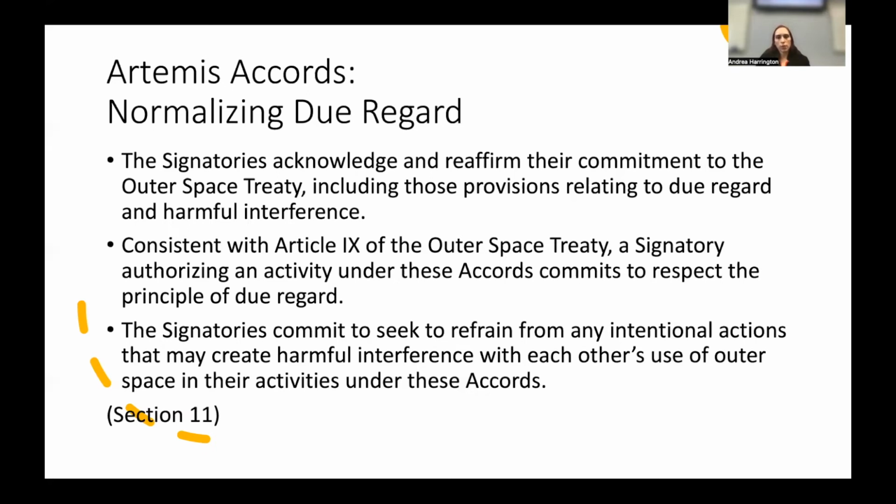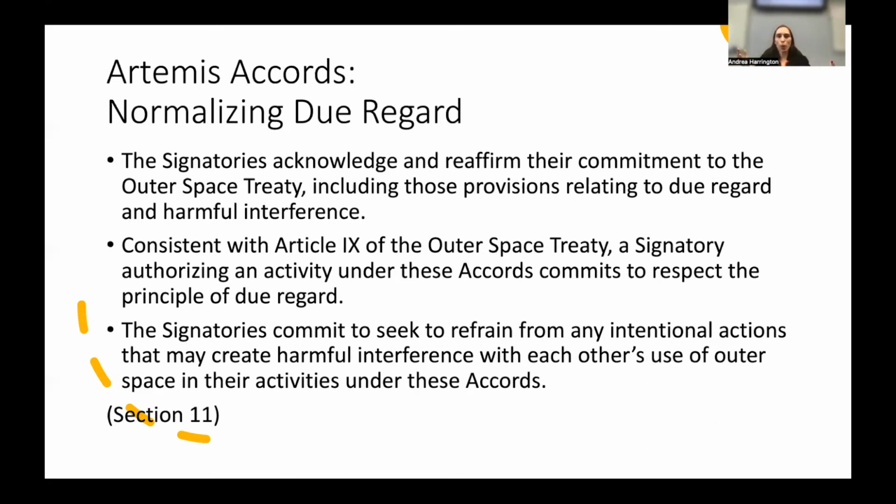In particular, from Section 11 of the Artemis Accords, we see here, we're calling out the provisions relating to due regard and harmful interference in the Outer Space Treaty, affirming that commitment, recognizing that it is a commitment, right, and reaffirming it. And then stating that consistent with that article, any signatory to the accords would commit to respect the principle of due regard, right? Bringing that back up to the forefront, highlighting it, making it important, and that the signatories would commit to seek to refrain from intentional actions creating harmful interference with each other's use of outer space. So really highlighting and trying to develop state practice under the Outer Space Treaty.